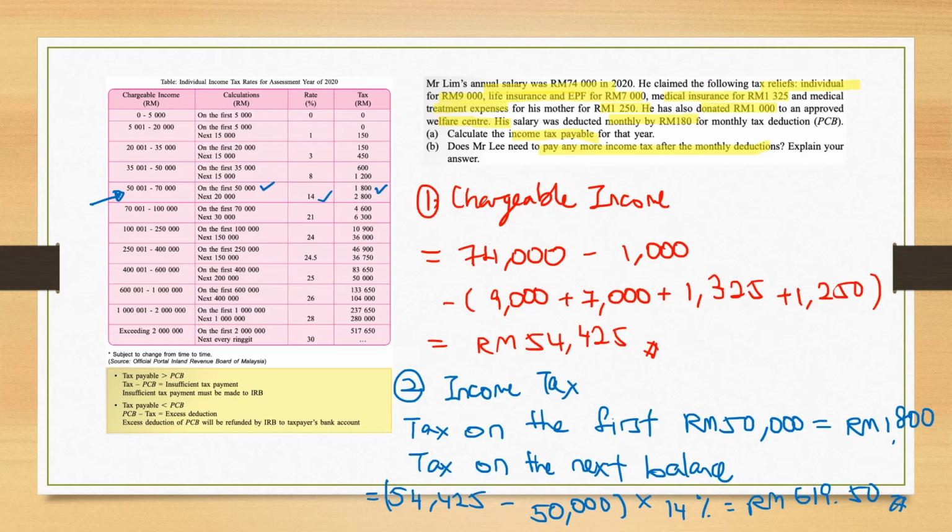We calculate our income tax for the first 50,000, 1,800 ringgit, and tax on the next balance, 619 ringgit and 50 cents. All right. Let's move on to the next slide to calculate our tax rebate as well as our income tax payable as well as our total PCB to find our monthly tax.